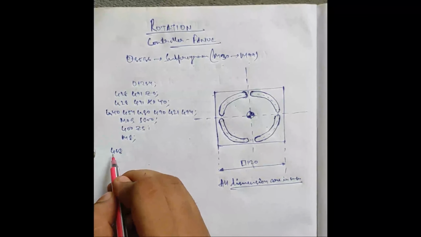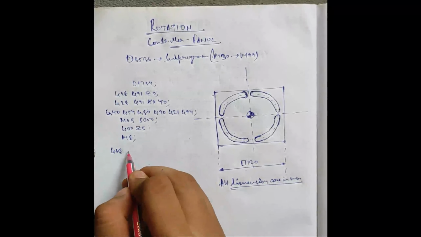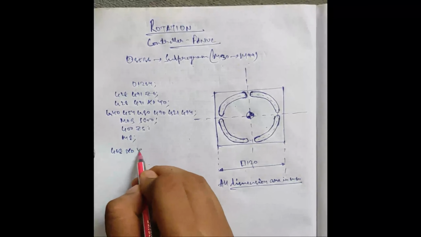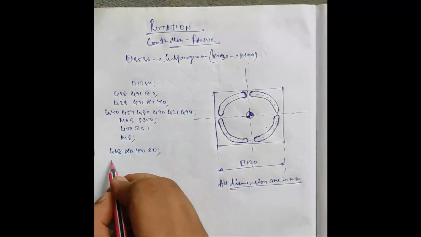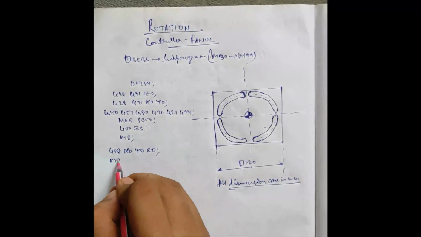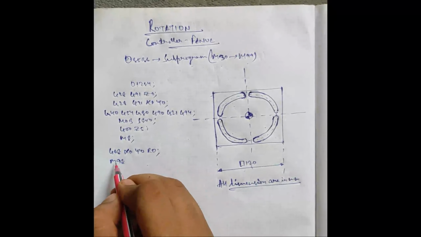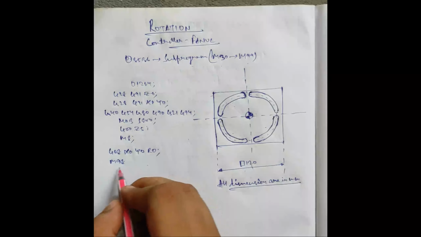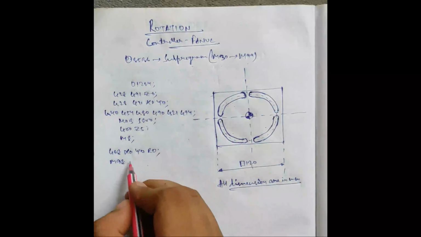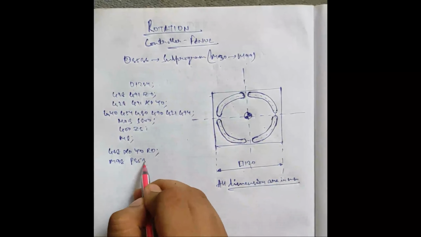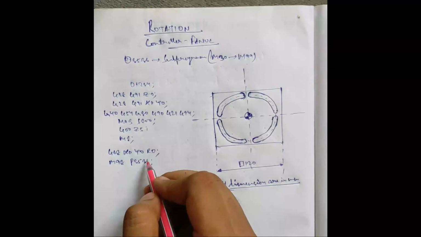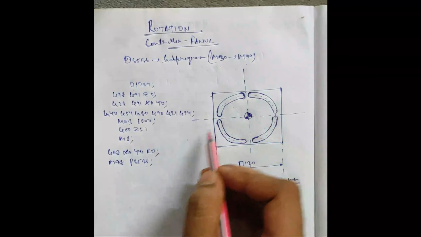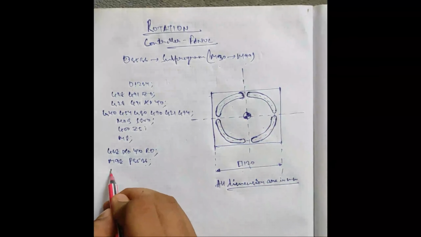G68 is a coordinate rotation. X0 Y0 R0. Then call that program by writing M98, which means subprogram call, and that program number, O3536. By writing this line properly, it is made over here.